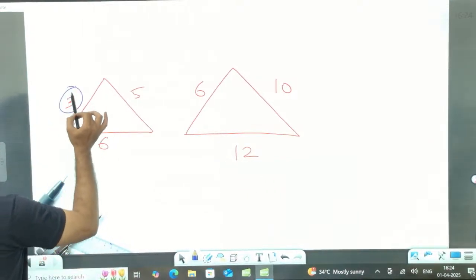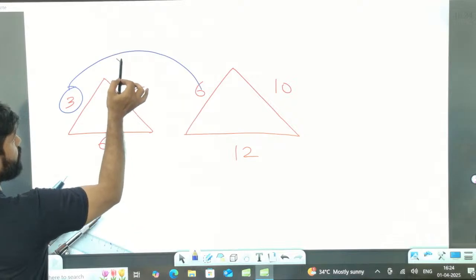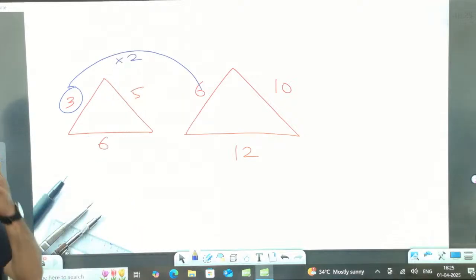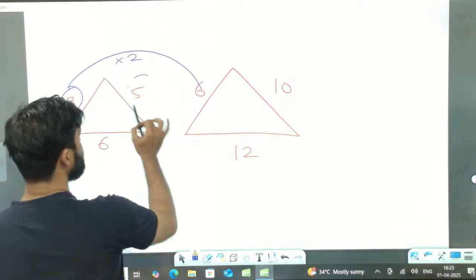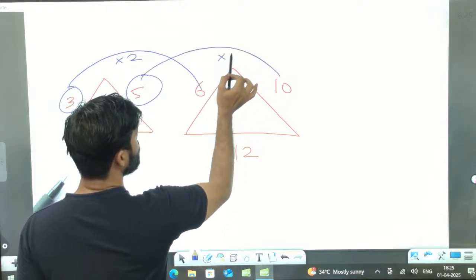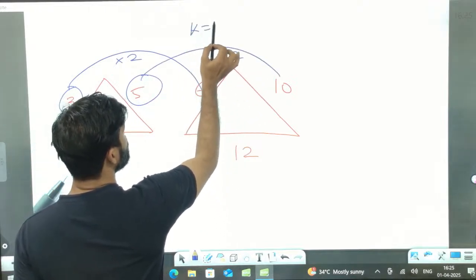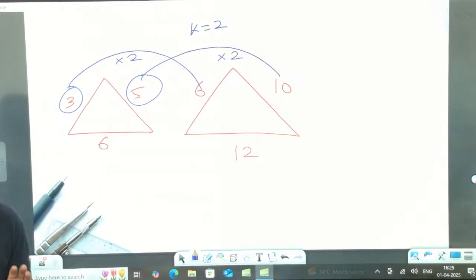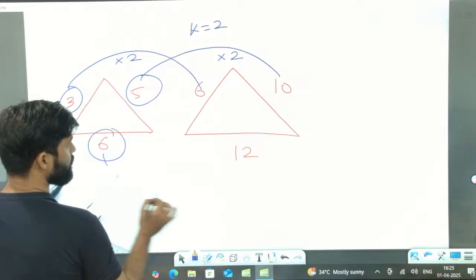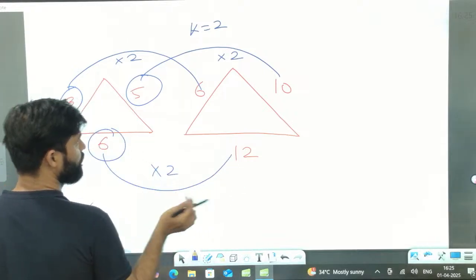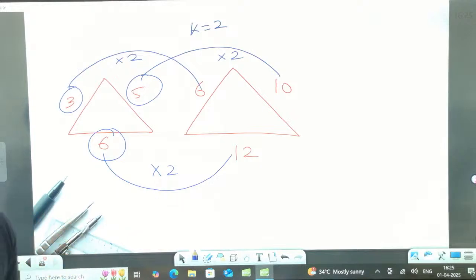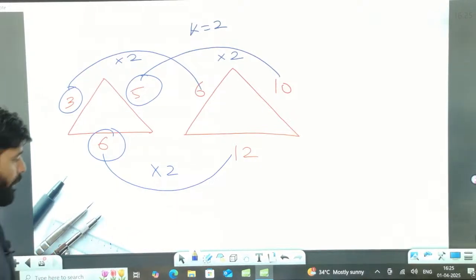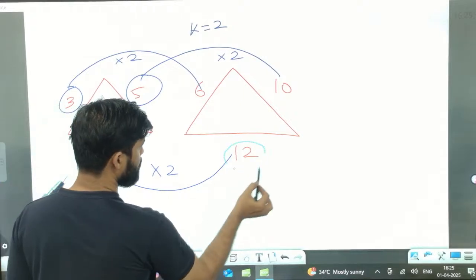If I multiply this 3 to 6, 5 into 2, so here the k factor is 2. So for the whole triangle there must be the k factor as 2, and if I multiply 6 into 2, it is 12. So definitely these two triangles are similar triangles. Okay, now let me make some change.